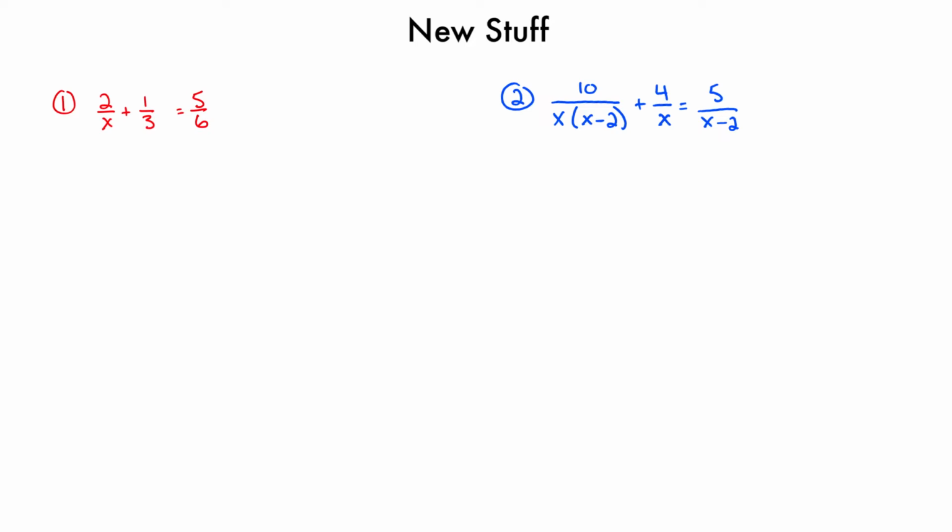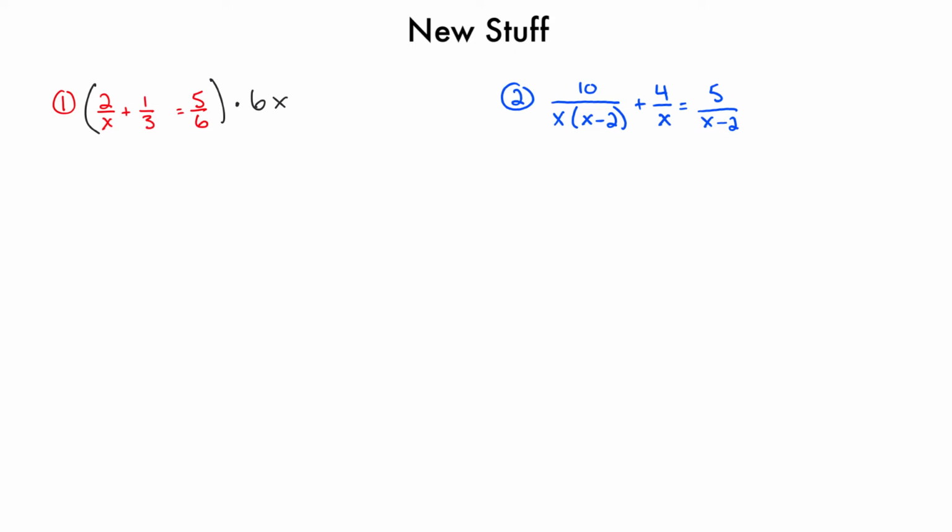This is what we're doing today. I'm going to be solving these rational problems. I'm going to do the exact same process. In fact, the first one is pretty much the same problem. I'm going to take the entire equation, and I'm going to multiply it all by x times 3 times 2, if you want to do that, or just 6x.